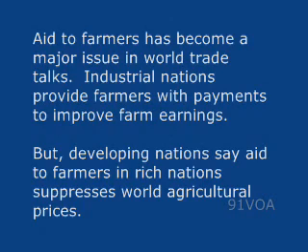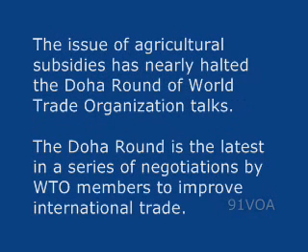Aid to farmers has become a major issue in world trade talks. Industrial nations provide farmers with payments to improve farm earnings. But developing nations say aid to farmers in rich nations suppresses world agricultural prices. The issue of agricultural subsidies has nearly halted the Doha round of World Trade Organization talks.